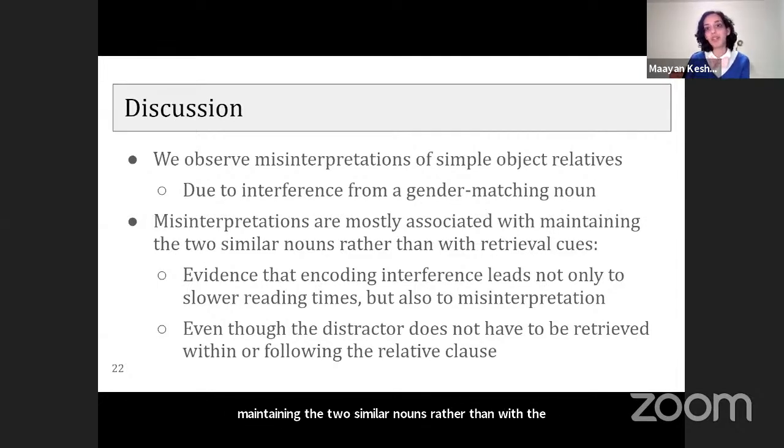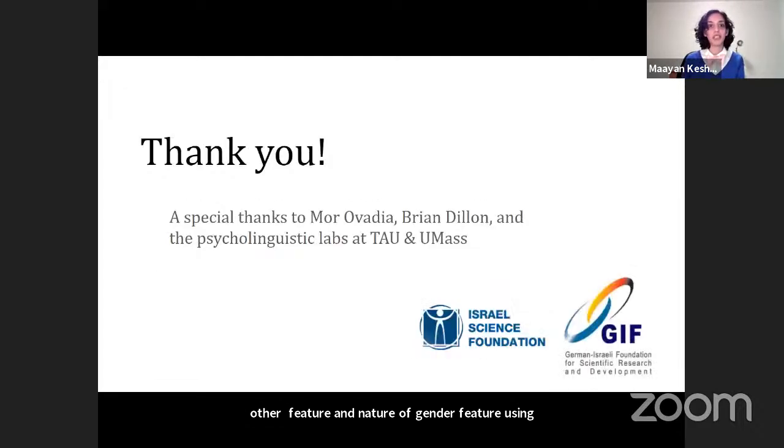So this could give rise to interesting future studies, testing if the magnitude of these interference effects is modulated by the position of the distractor, the overlap in other features, and the nature of the gender feature, using grammatical gender on inanimate nouns rather than gender associated with human reference, as we did here. That's all we've got for today.